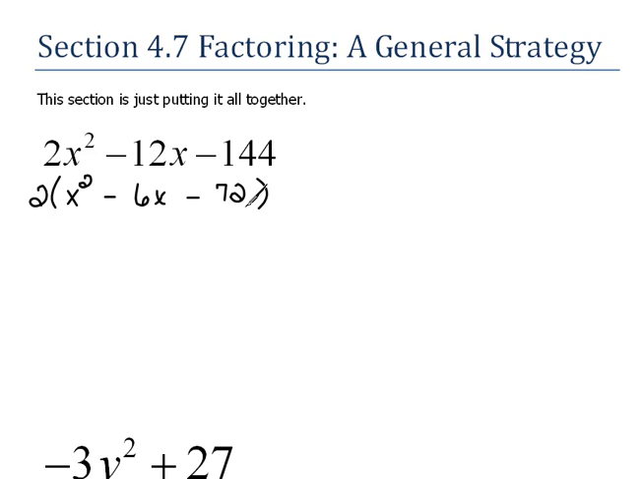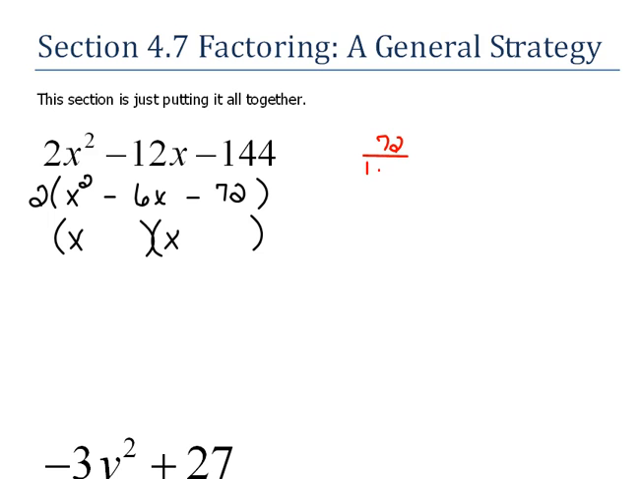So when we have 3 terms and the first coefficient is a 1, then we factor by trial and error. So I'm going to put my parentheses in. We're going to break up the x squared into x times x. And now we have to think of 2 factors of 72 that will somehow give us a 6 when we add or subtract them. So I'm going to come over here to the side and figure that out.